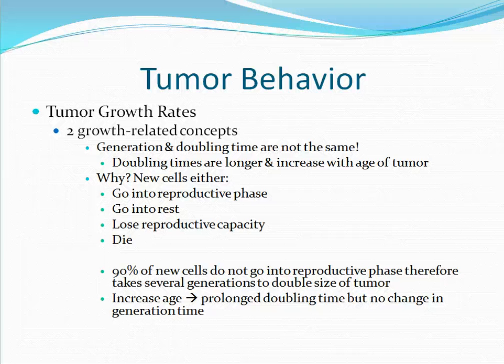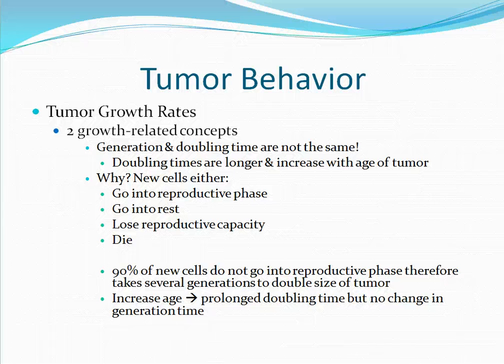They are not. Doubling times are longer, and they tend to increase with the age of the tumor. Now, why is this? A lot is due to the new cells that are produced. New cells are not reliable. When they are produced, some of them may go directly into the reproductive phase and produce more new cells. Some may go into a resting phase and not divide right away. Some may lose their reproductive capacity altogether, and others may die.